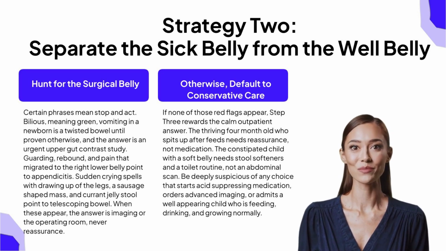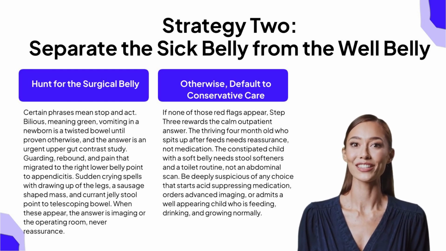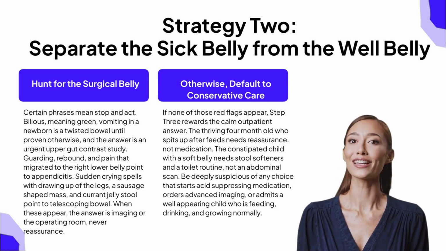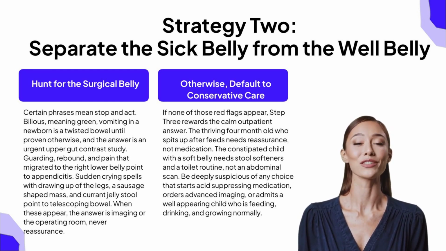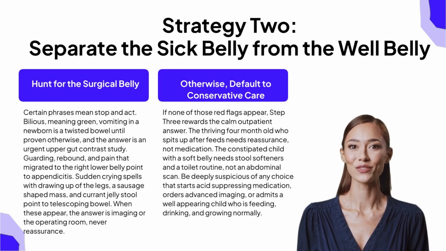Guarding, rebound tenderness, and pain that started near the navel and moved to the right lower belly point at appendicitis. Sudden crying spells where the child draws the legs up, a sausage-shaped mass, and currant jelly stool point at telescoping bowel. When those phrases appear, your answer is imaging or the operating room, never reassurance and never a laxative.